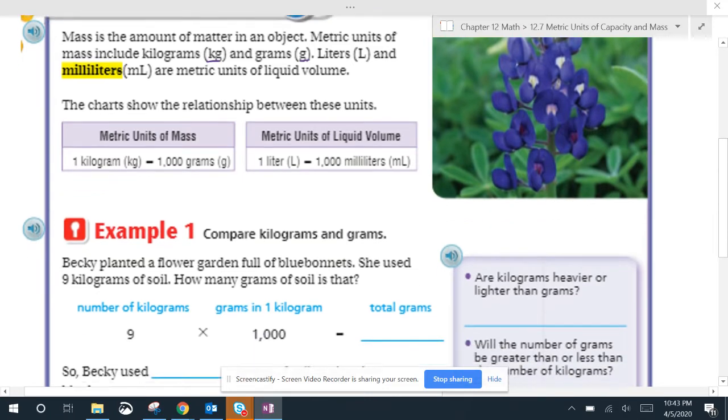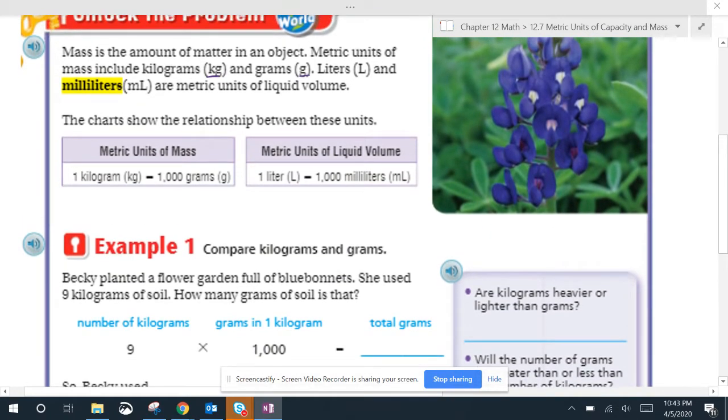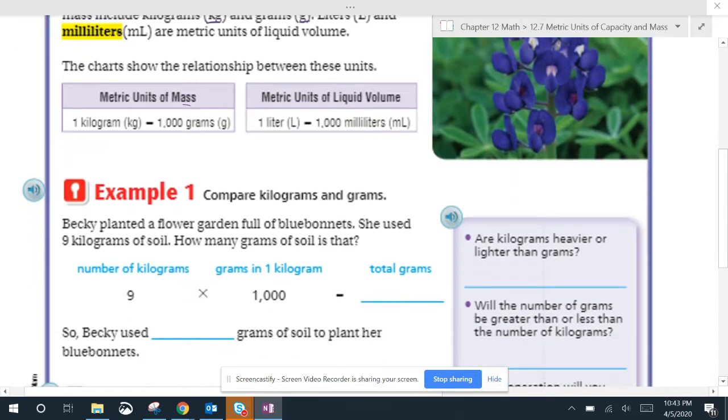So let's go ahead and look at the charts. Metric units of mass. 1 kilogram equals 1,000 grams, and 1 liter equals 1,000 milliliters. So if I'm going from kilograms to grams, I'm going to be multiplying by 1,000. If I'm going from liters to milliliters, I'm going to be multiplying by 1,000.